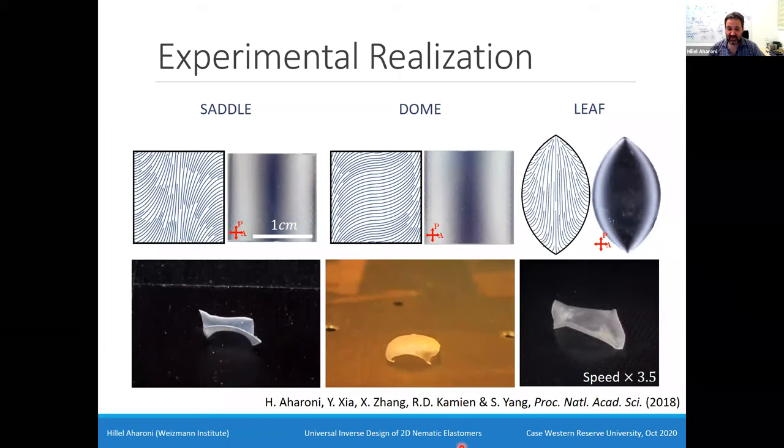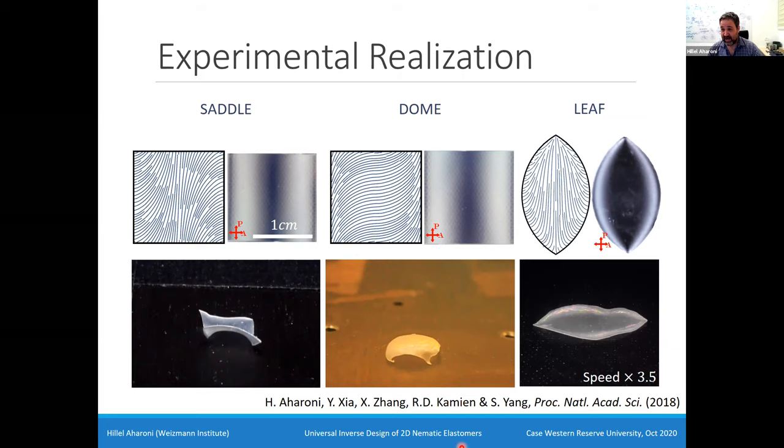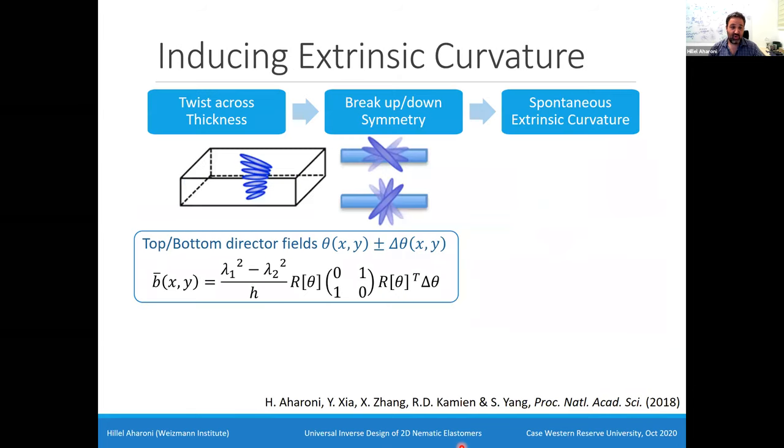And the reason for that, well, there are multiple reasons, but the way to overcome many of those problems is to also induce extrinsic curvature, okay? So I told you that we make a channel pattern on the top and on the bottom, and there is some nematic director between them. We can also make the top and the bottom slides a bit different, okay? So there will be some twist between the top and the bottom. Now, I will not go into the details because my time is, I guess, close to being over.